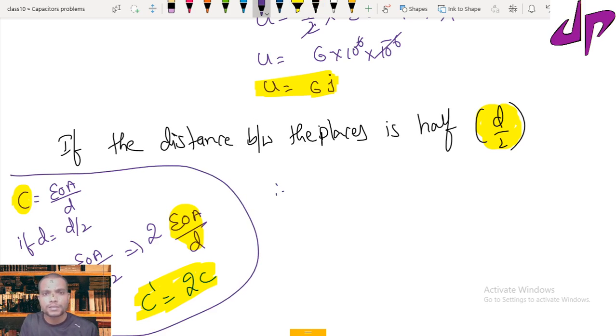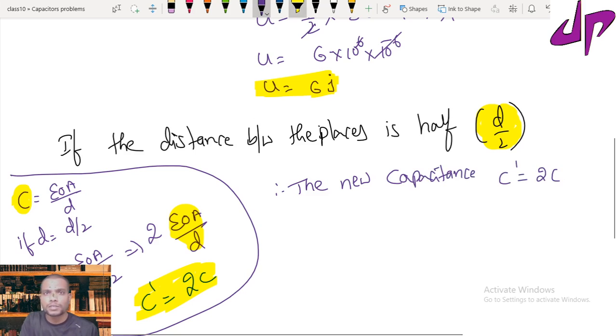Therefore, the new capacitance C dash equals 2 times C. So that is the first change we can observe: the new capacitance C dash equals 2 times C. And what about the potential?